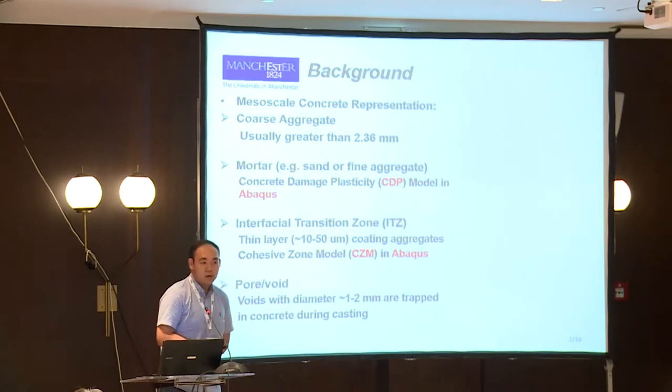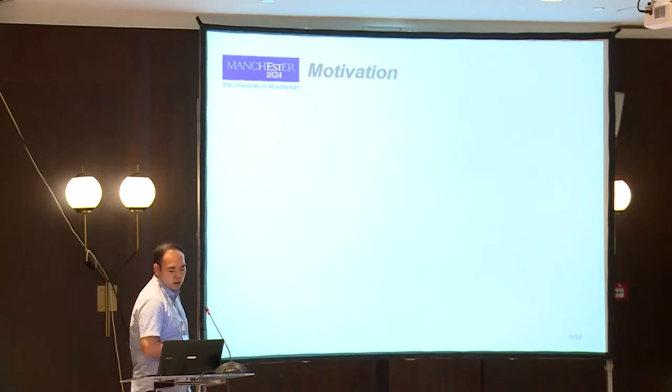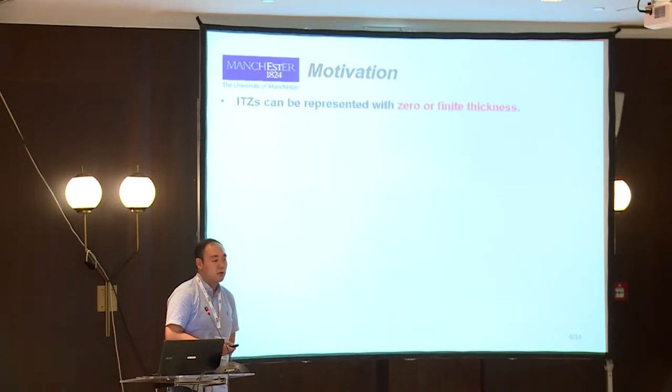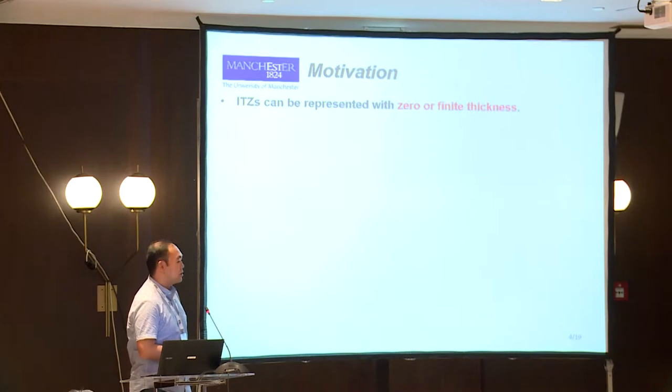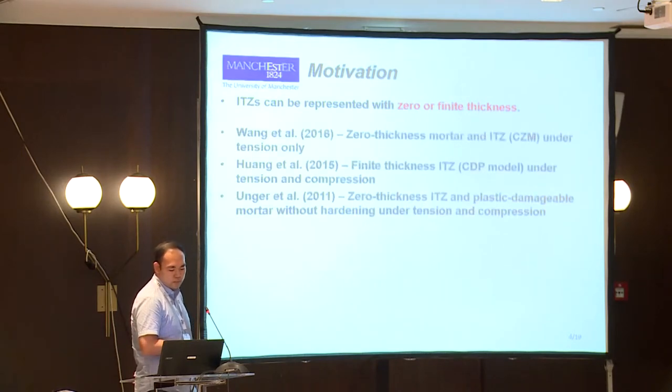Large entrained voids can be observed in mesoscale concrete, and they also provide paths for the crack propagation, so they cannot be ignored. ITZs can be represented with zero or finite thickness. Actually, the thickness of ITZ is within 100 micrometers, which is negligible compared to a 50 or 100 millimeter specimen.